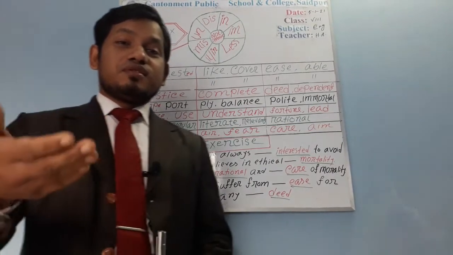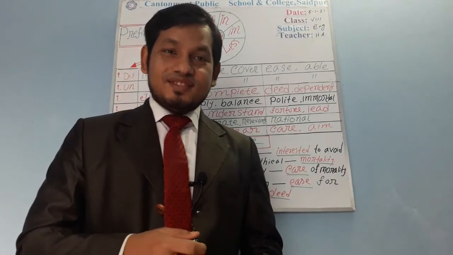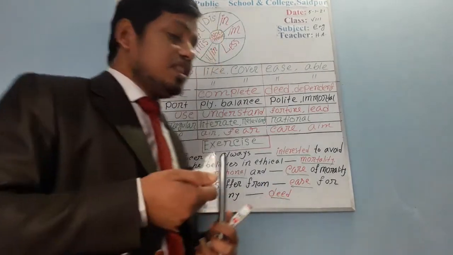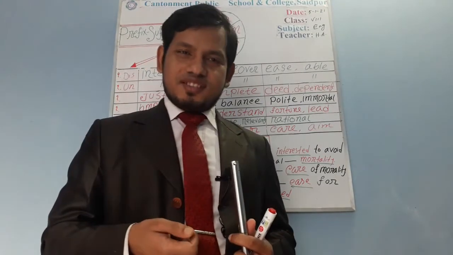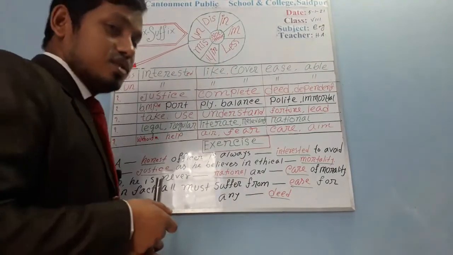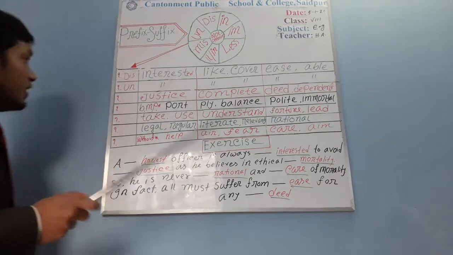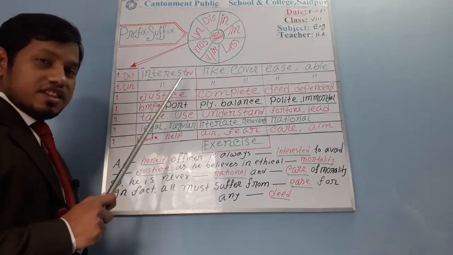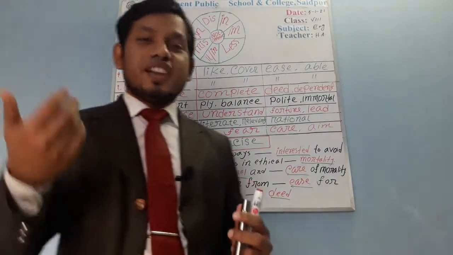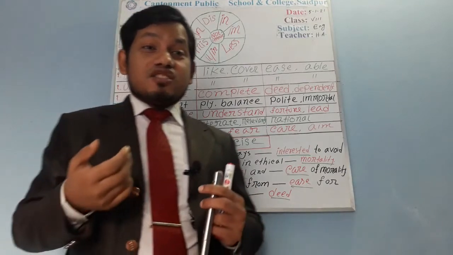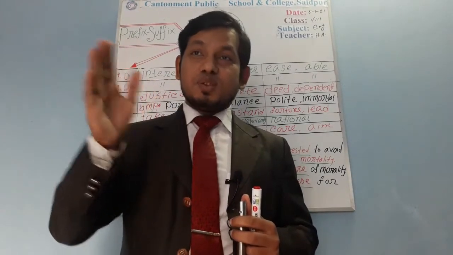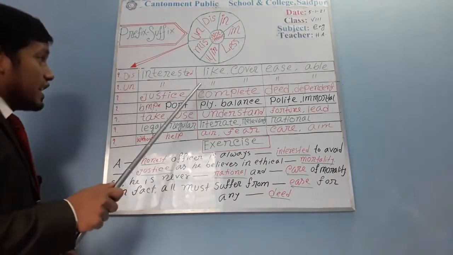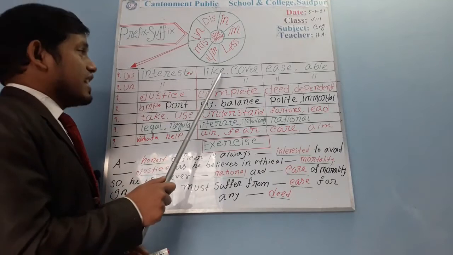Disinterested means impartial, neutral, unbiased, okay? If you are honest, you are always unbiased, disinterested to do any immoral work. But uninterested, when I say uninterested, that means unwilling. Uninterested means you are not willing to do any work. Okay? Clear? Yes. Accordingly, same, you will say dislike and unlike.